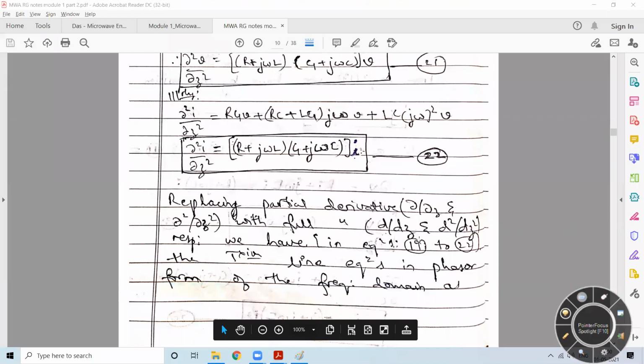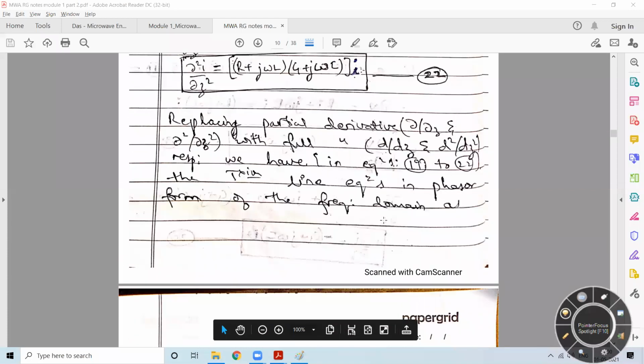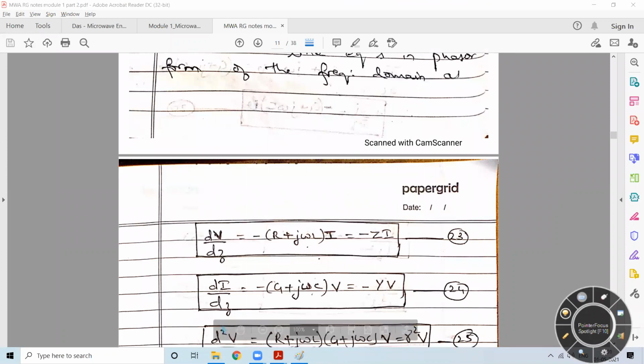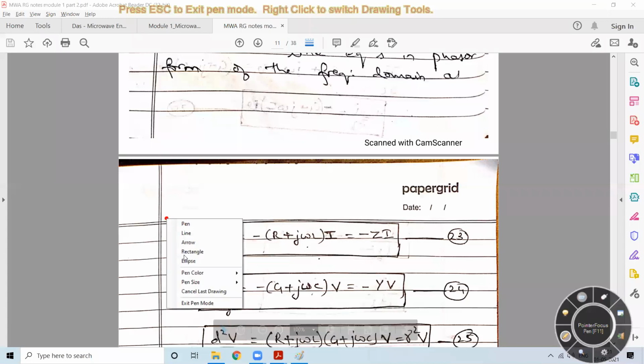Now what we do is replace the partial derivatives ∂/∂z and ∂²/∂z² with the full derivatives d/dz and d²/dz². Once we do that, we will be representing the transmission line equations in phasor form. So this is the final set of equations we will be obtaining, based on the previous ones. Once you substitute those parameters, you end up with these equations.